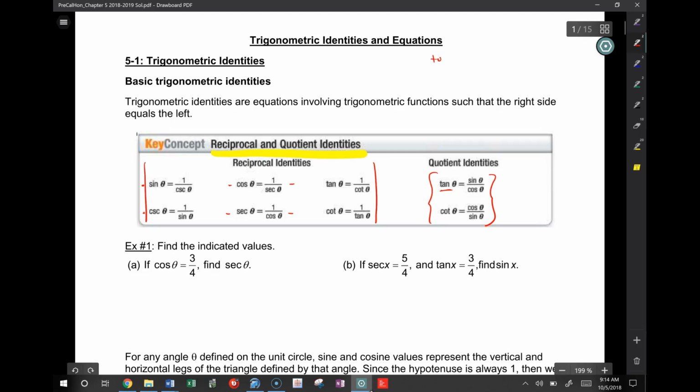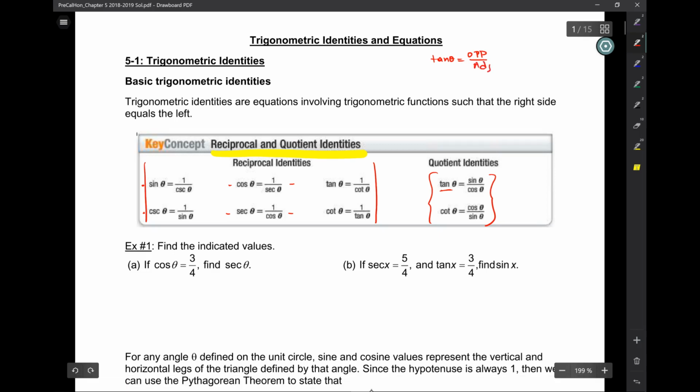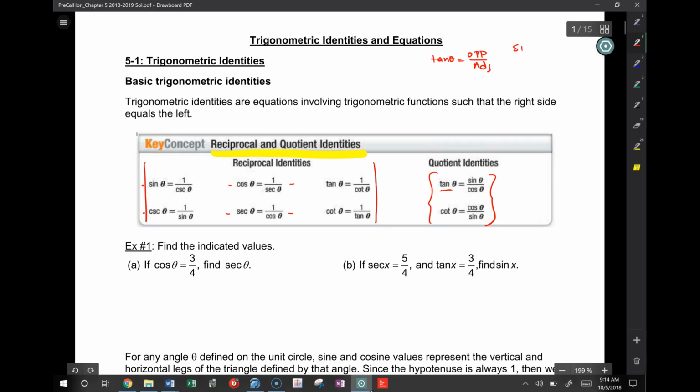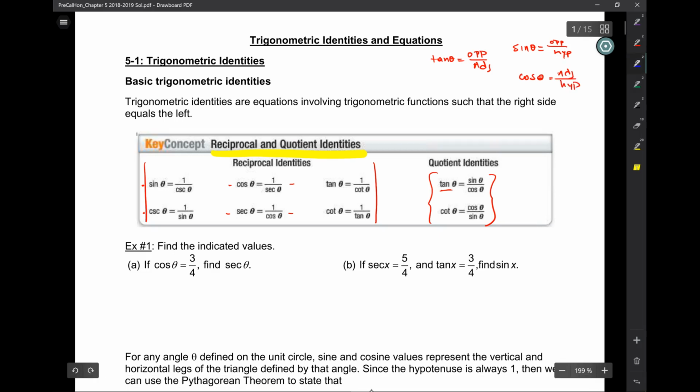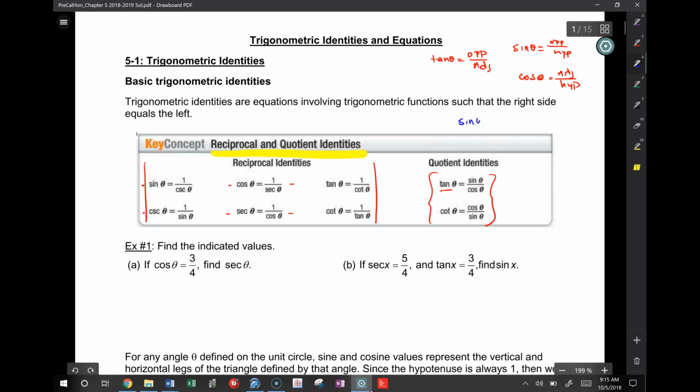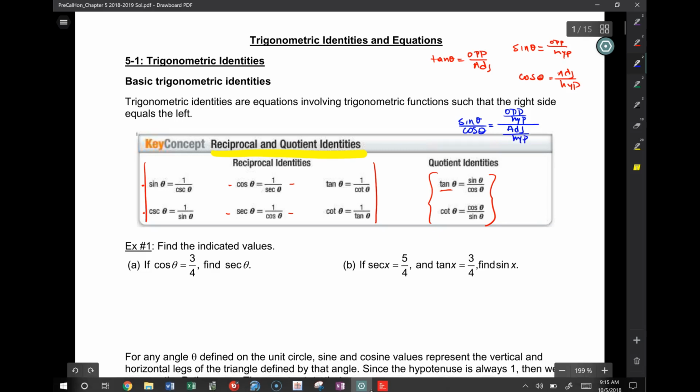We said that tangent was opposite over adjacent. Is that right? Yeah. Okay. So what did we say sine was? Opposite over hypotenuse. And cosine, right. So look, if I take sine over cosine, well, that's opposite over hypotenuse divided by adjacent over hypotenuse.